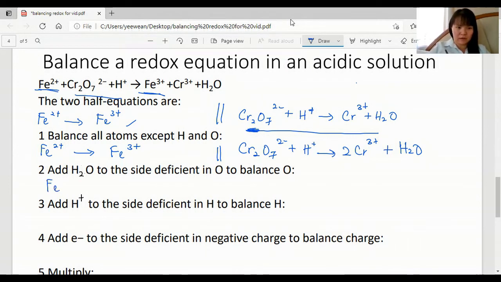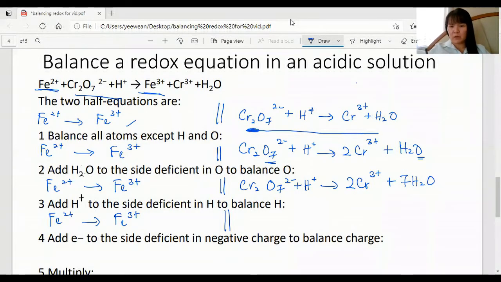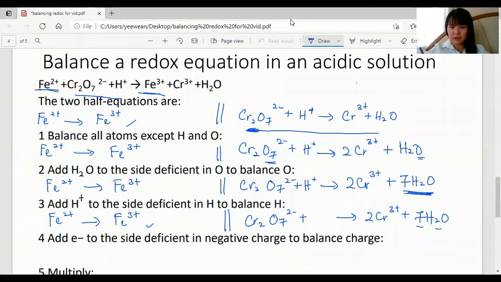Next, add water to the side that doesn't have enough oxygen to balance the oxygen. Again, there's no change here. On this one, we're going to add water to the side where there's not enough oxygen. Here there's 7 and there's only 1 here, so we need to balance this. So I put 7 water here to balance the O. Next, we're going to add H+ to the side that doesn't have enough hydrogen atoms. Again, this equation for Fe is not disturbed. The other one, we have to balance the H now. So 7 times 2 would mean 14 H+.